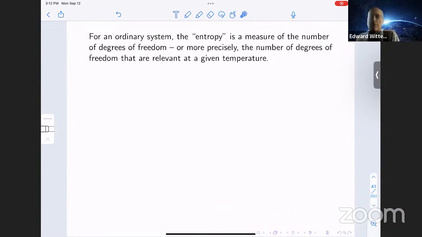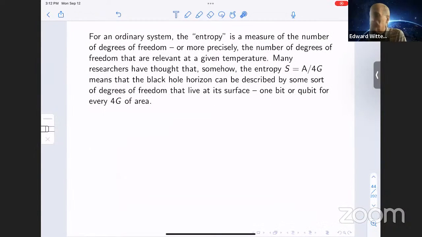Now, for an ordinary system like the cup of tea, the entropy is a measure of the number of degrees of freedom, more precisely the number of degrees of freedom that are relevant under given physical conditions, for example, at a given temperature. Ever since the work of Bekenstein and Hawking, many researchers have felt that somehow the entropy A over 4G of a black hole means that the black hole horizon can be described by some sort of degrees of freedom that live on its surface with 1 bit or qubit for every 4G of area.